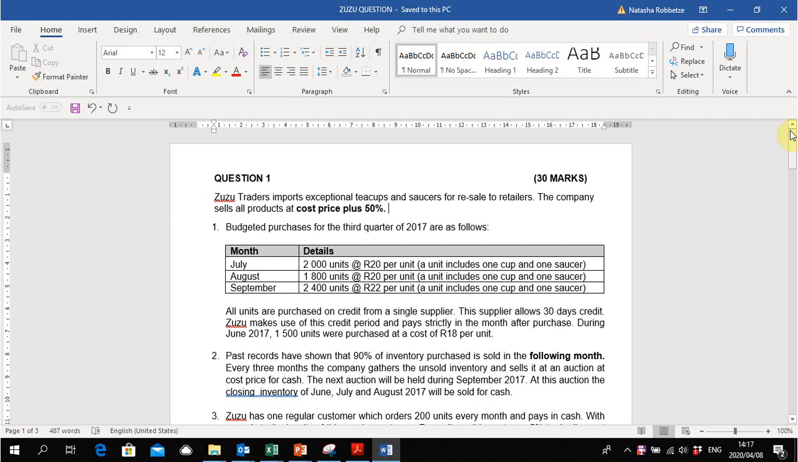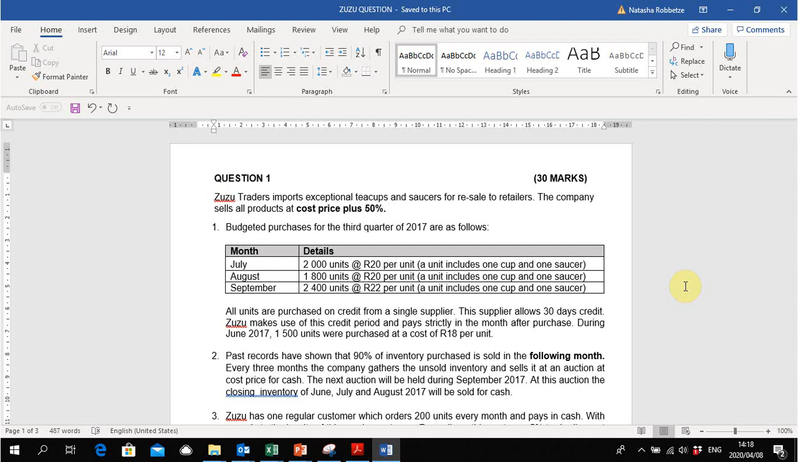The question says that Zuzu traders import exceptional teacups and saucers for resale to retailers. The company sells its products at cost plus 50%. In note number 1, you are given the purchases in the third quarter of 2017. So the block contains the months as well as the details. They tell us that for July, August, and September, we have purchased respectively 2,000, 1,800, and 2,400 units at respectively 20 Rand and 22 Rand.